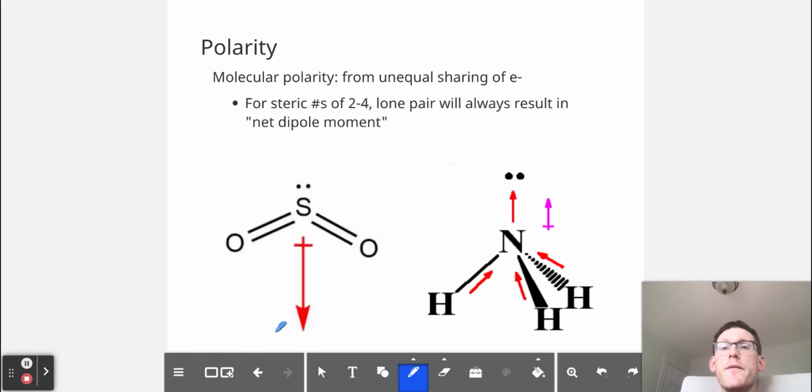As a tip, if there is a steric number of 2 to 4 and you have a lone pair, you will always have a net dipole moment because you will never have a symmetrical molecule. And we can see that in the examples of SO2 and NH3.